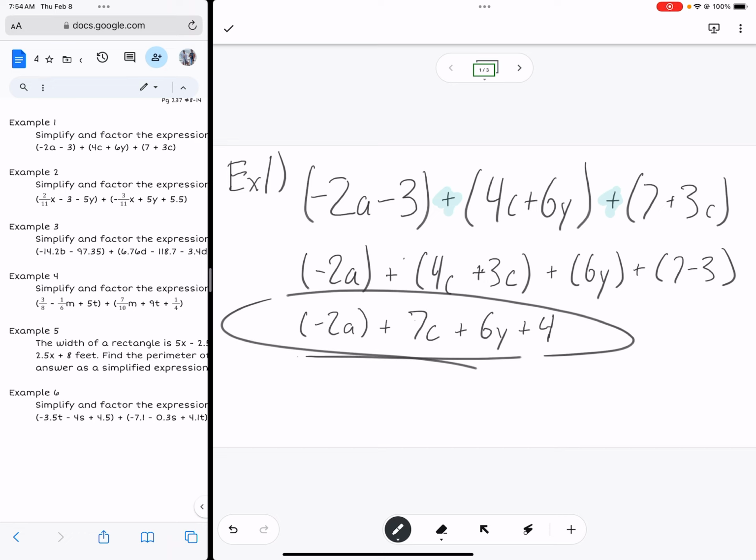Why is my pen doing that? It's so much shorter. Homework is much shorter. Yeah, the homework is that. I like how that was easy.